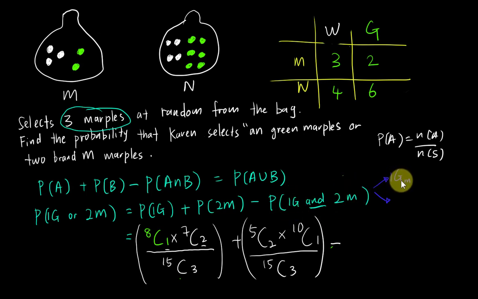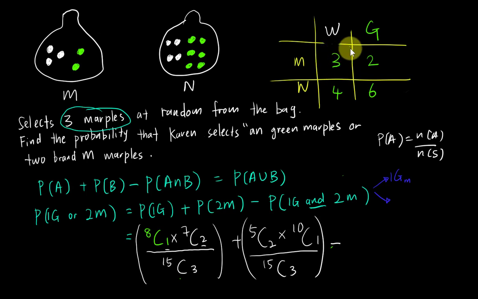If I select this marble, I already have 1 green and 1 M, because this marble is a green and at the same time is a brand M. That means I need 1 more M. Right, I need 1 more M. So another M I will just select from here, because I cannot select from the total 5 over here, right?